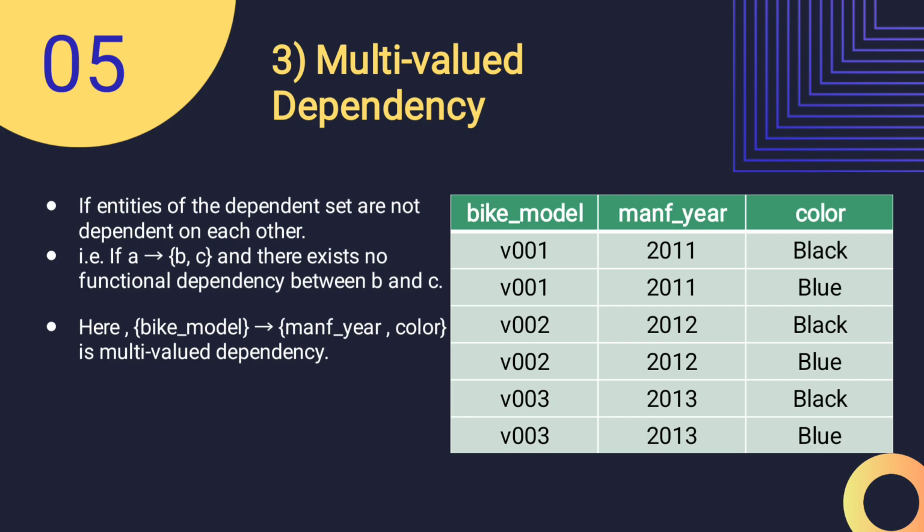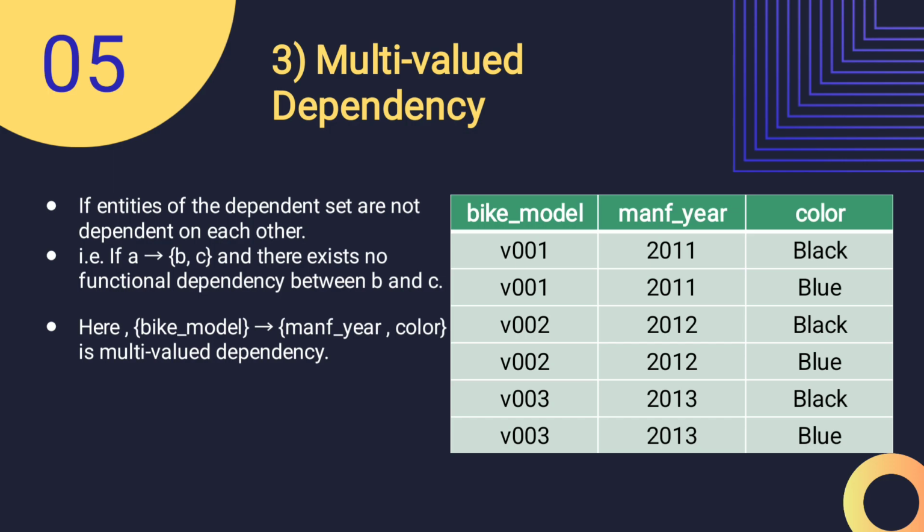Now let us understand this with the help of another example with the given table. From the example, we can write that bike model determines manufacturing year and color. But this dependency will become multi-valued dependency when there is no functional dependency between the dependents, in our case, manufacturing year and color.